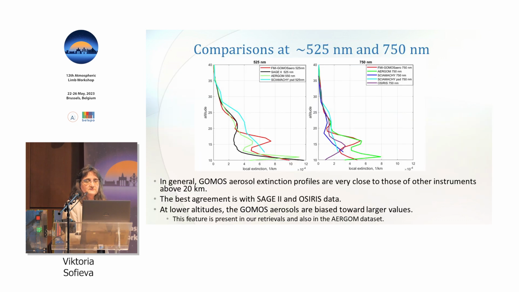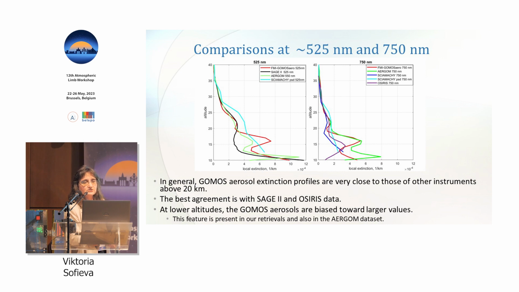At 525 and 750 nanometers, we compared with data from different instruments: with SAGE-2, so this panel is at 525 nanometers, also with ARGOM and also with Skiamaki retrievals, which allows information at nearly all wavelengths. These retrievals are based on retrieval of particle size distribution. And at 750 nanometers, we have compared our data with ARGOM, Skiamaki and also with Azaris data.